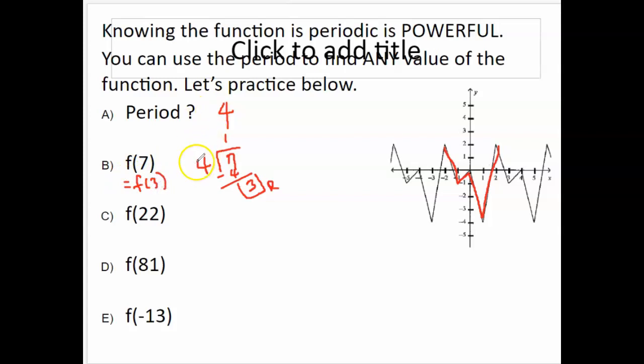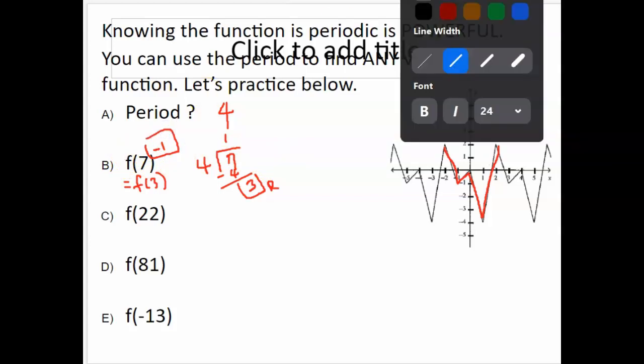Why does that work? Because the same thing happens every 4, right? So f of 3, and then 4 later, f of 7 will be the same, and that'll be the same as f of 11, and so on. Okay, so that's how you use it. Now you just look at f of 3. So when x value is 3, right here, what's the y value? -1. So for this one, the answer is -1.